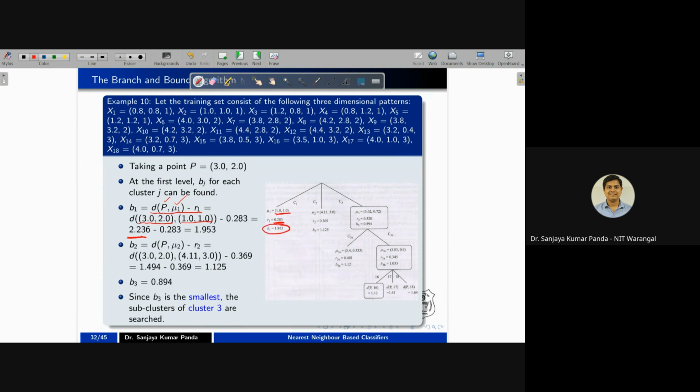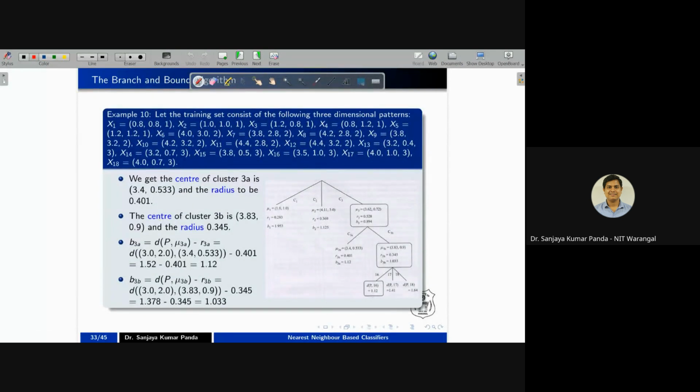Similarly, you can calculate the B2 value and B3 value. Out of these B values, we found that the B3 value is the smallest. So we decided that we are going to split cluster 3 into two subclusters, which means we have to divide the cluster into subclusters. Then we are going to search only cluster level 3.